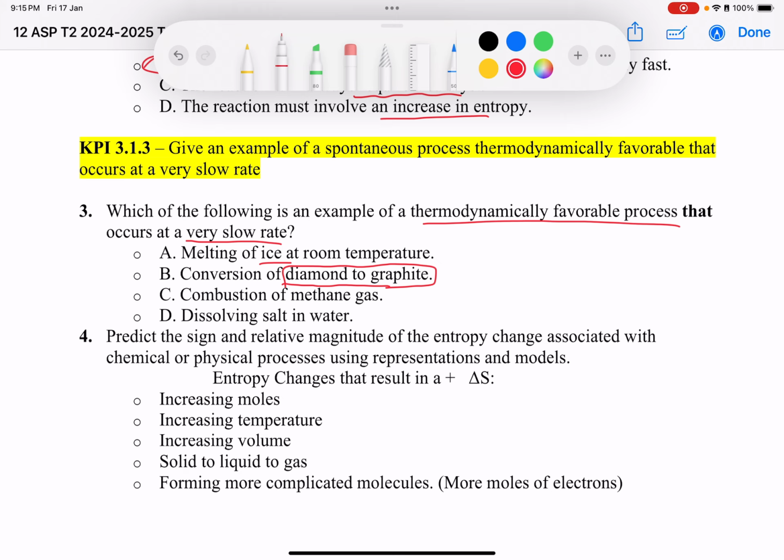So diamond and graphite, this is a network of carbon. These are allotropes and it takes years for diamond to convert to graphite. And this is a spontaneous process that can happen just by itself. So this is a very slow one. Okay, now another choice, combustion of methane. This is instant. Dissolving salt in water might take a few minutes. So B is the correct choice.